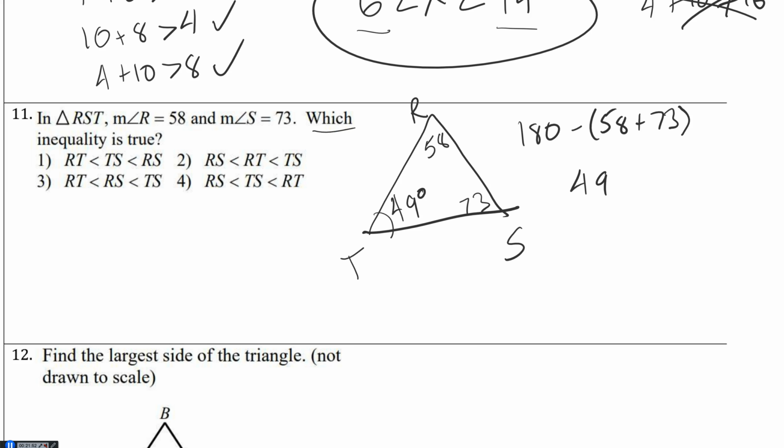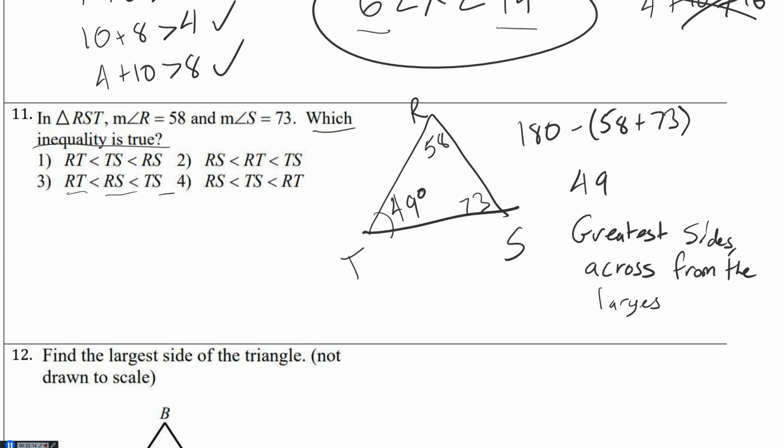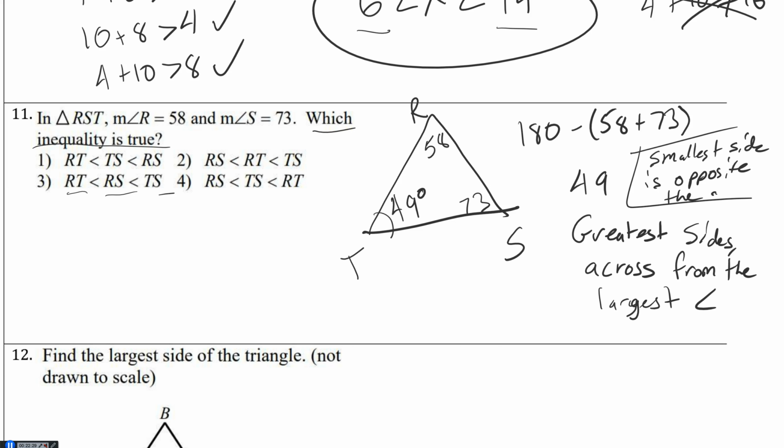Okay. And it says which inequality is true. And it's trying to compare all the lengths of the sides. So remember that the greatest side is across from the greatest angle, or the largest angle. And the same is true for small sides. So the smallest side is opposite the smallest angle.